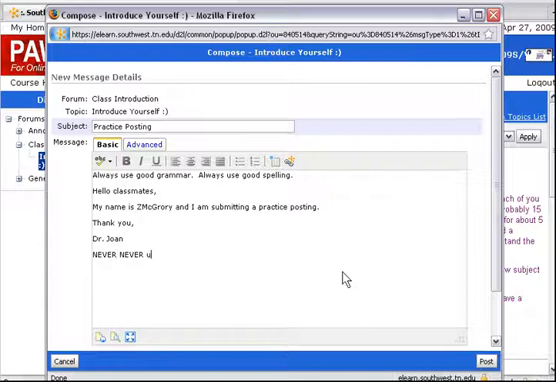Never use slang like "I C U" when you mean "I see you." Okay? Very bad. Very bad. So never use slang. Always type professionally, speak professionally. That's how you want to be known. So click the post button when you're done.